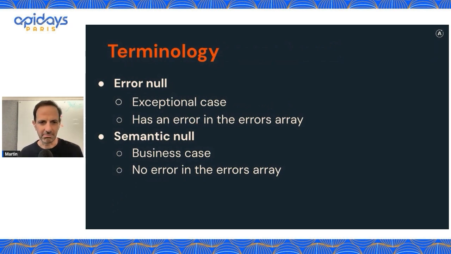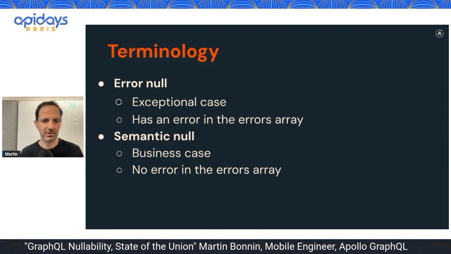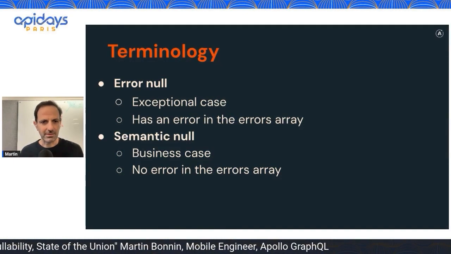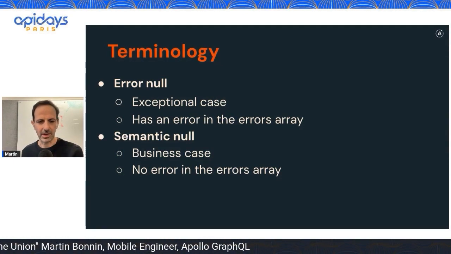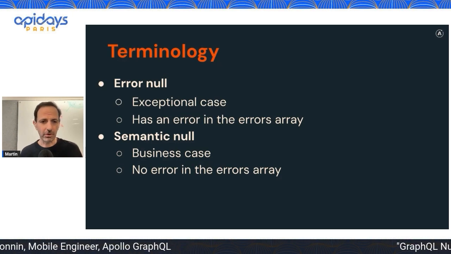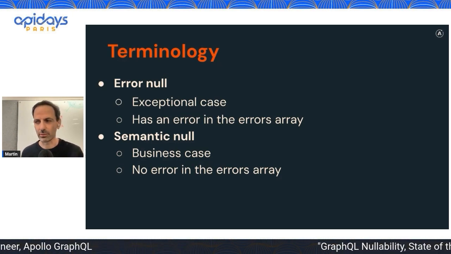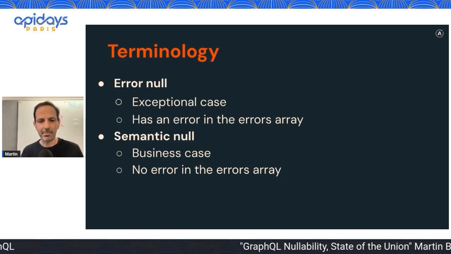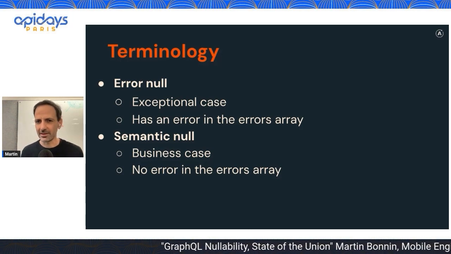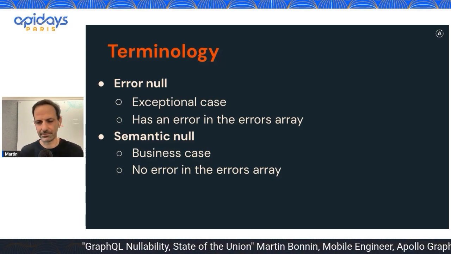Which brings me to the first important takeaway from this presentation. It's terminology. In GraphQL, you have two kinds of nulls. You have the error nulls, which are exceptional, like something went really wrong. Maybe a microservice went down or a link was broken between the two data centers. These ones, they all have errors in the error array. But then, on the other hand, you have the semantic null, which are the normal null, which are part of your business logic. And these ones do not come with an error.